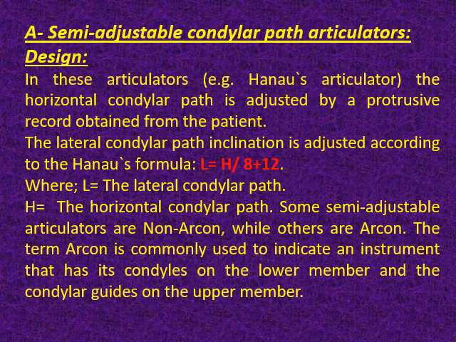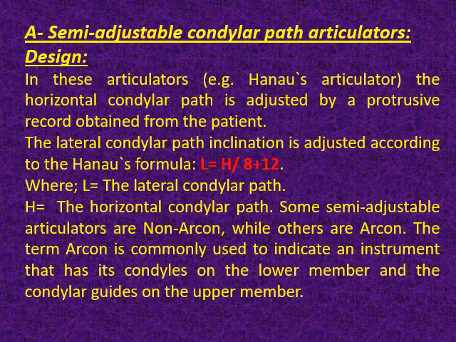The design of this articulator: the horizontal condylar path is adjusted by a protrusive record obtained from the patient, while the lateral condylar path inclination is adjusted according to Hanau's formula. Hanau's formula means that the lateral condylar path equals the horizontal path divided by 8 plus 12.